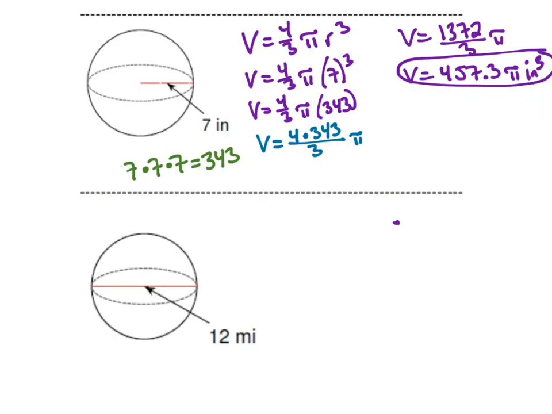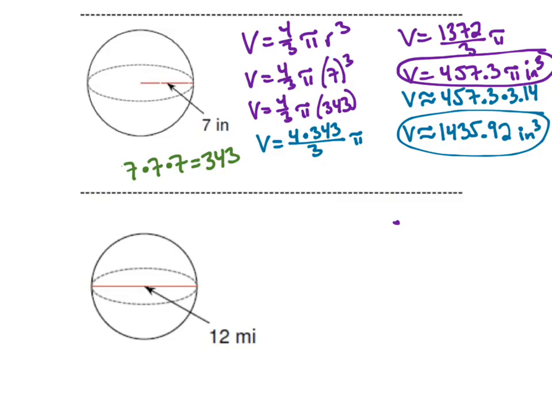Now we're going to go ahead and solve for the solution to the nearest tenth. So we'll plug in 3.14 for pi. So volume is about 457.3 times 3.14. Volume is about 1,435.92 cubic inches. There's our solution to the tenth. So here's our exact solution in terms of pi. Here's our approximate solution to the nearest hundredth.